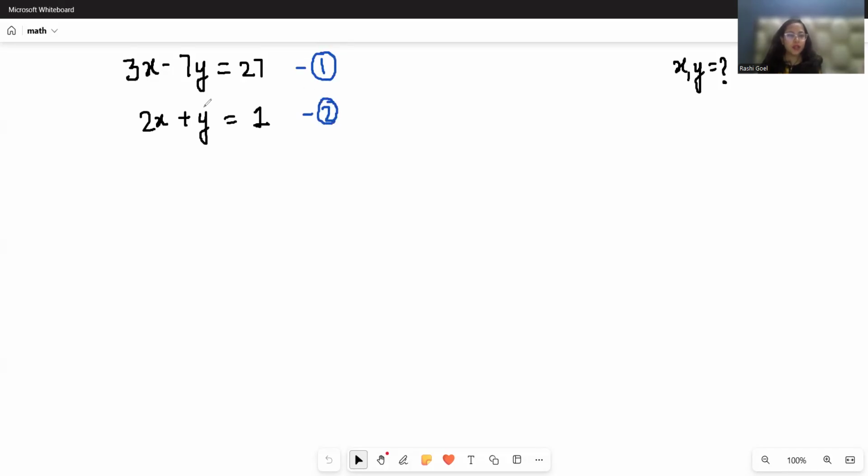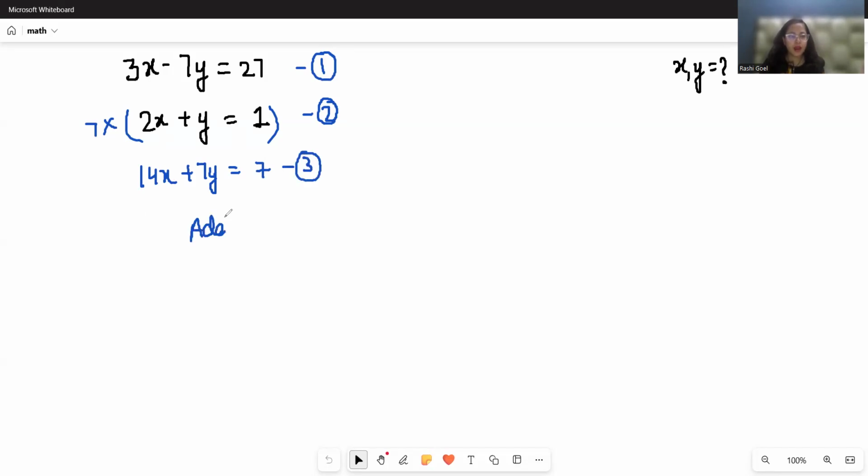So I am going to make the coefficients equal. We are going to make the y coefficient equal. To do that, I am going to multiply equation number 2 by 7. So it's 14x plus 7y is equal to 7, since 7 times 1 is 7. This is my equation number 3.